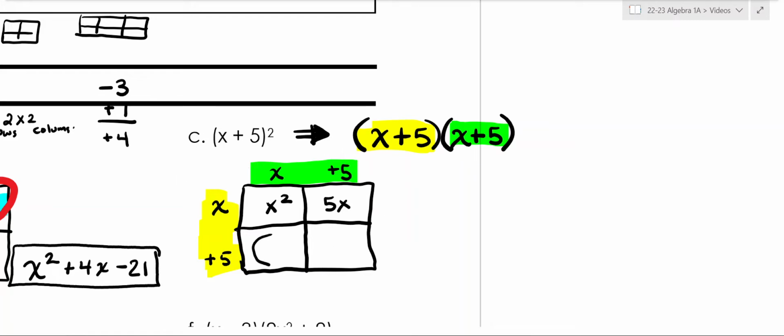All right, for this spot right here, that's going to be the plus 5 and the x right here. So once again, 5x. Get rid of those arrows. And for this last spot right here, that's going to be the 5 times the 5. So that's going to be the 25.